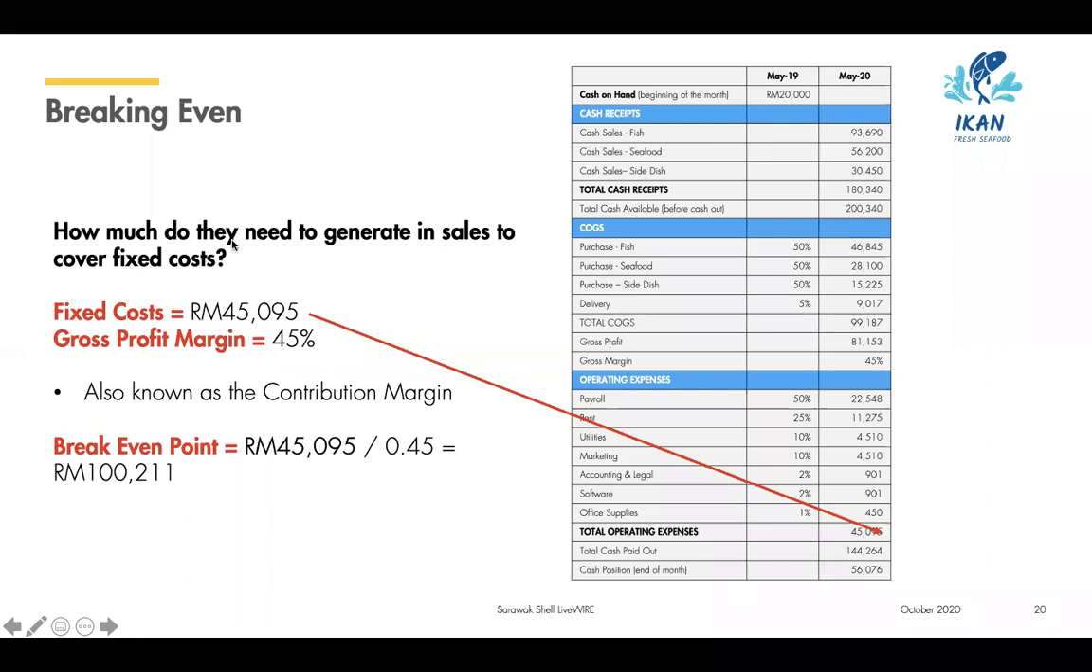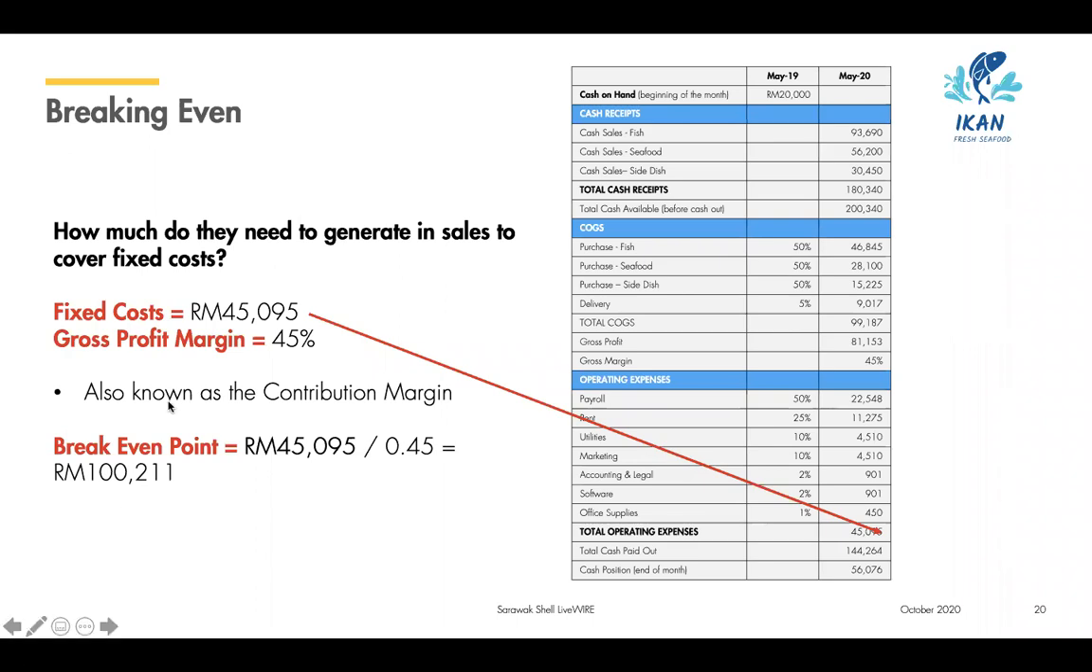This is how we calculate the break even. Once we know the total overhead, like what Crystal said just now, once we know the total fixed cost, you divide that by the contribution margin of 45% here, right? Then you know that they need to make a sale of at least 100,211 just to break even. So if they make a sale of 90,000, then they are at a loss.